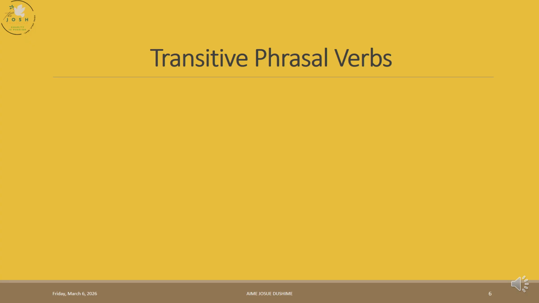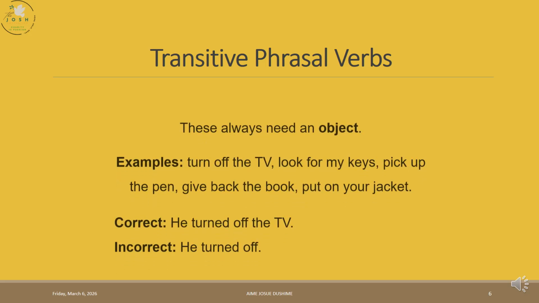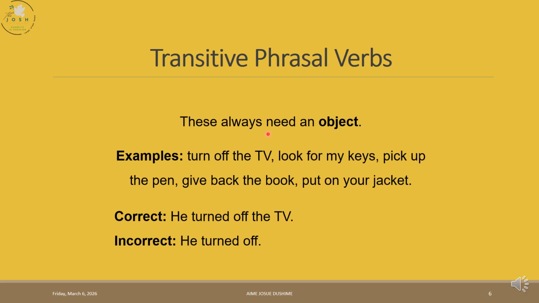How about the transitive phrasal verb? When I say transitive phrasal verb, what do I mean? These always need an object. No matter what, you just need to add an object there for it to be clearly understood. Turn off the TV, look for my keys, pick up the pen, give back the book, put on your jacket.